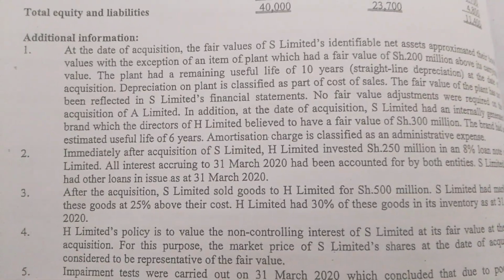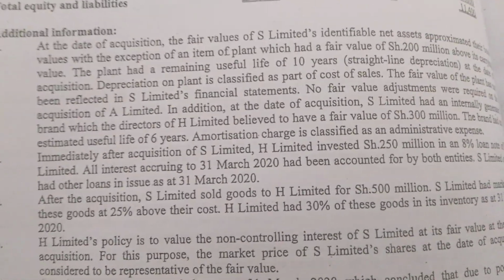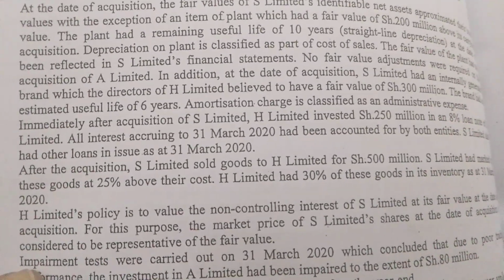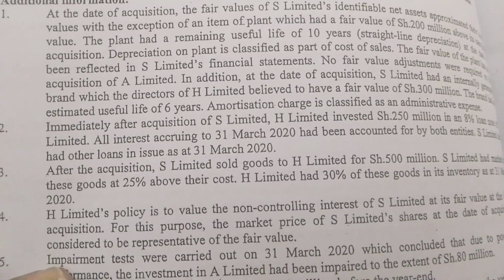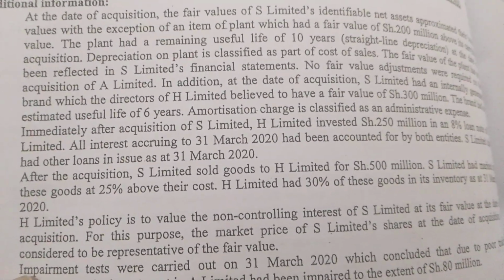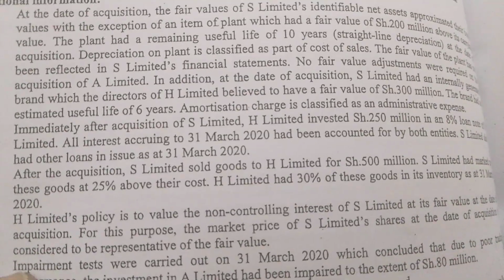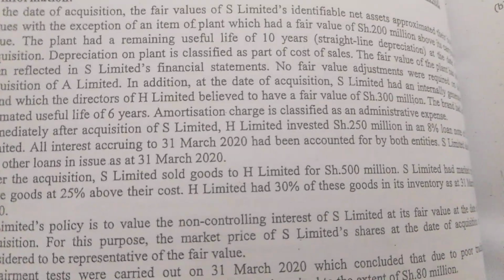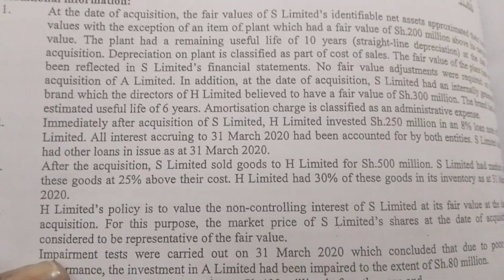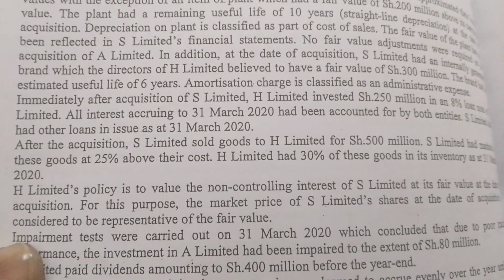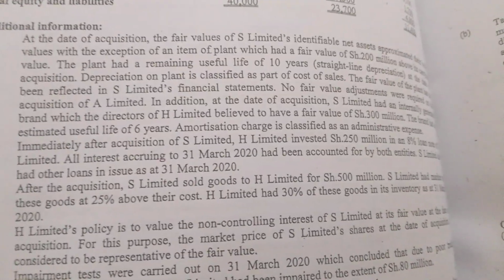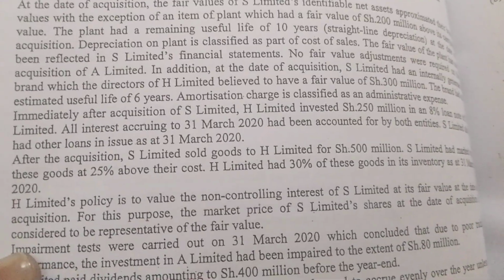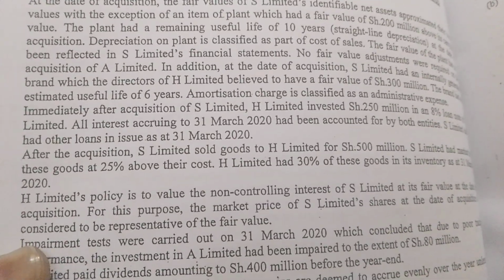So that is a sort of revaluation gain. The plant had a remaining useful life of 10 years, straight line depreciation, at the date of acquisition. Depreciation on plant is classified as part of cost of sales. So when you start consolidating the income statement, that depreciation will be considered as part of cost of sales. The fair value of the plant has not been reflected in S Limited's financial statements. No fair value adjustments were required on the acquisition of A Limited.